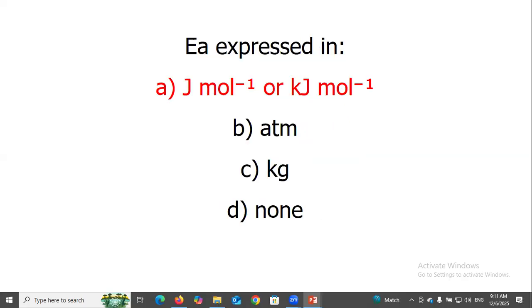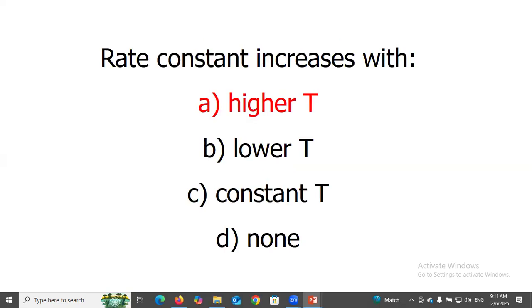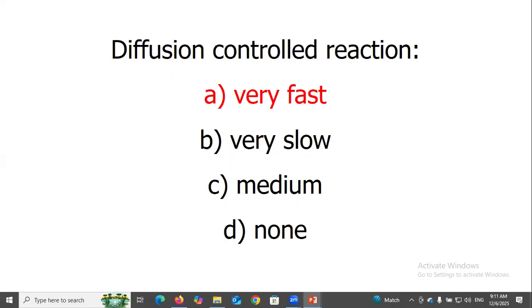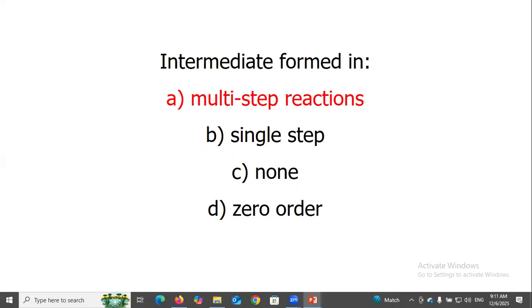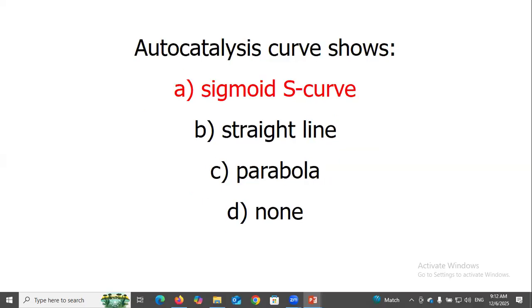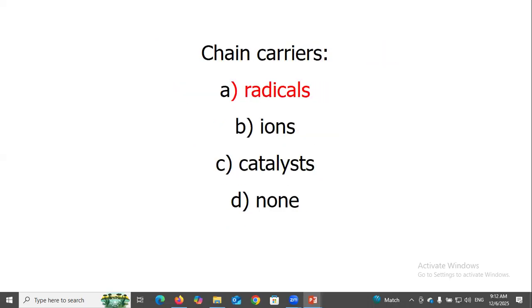Activation energy is expressed in joule per mole. Rate constant increases with higher temperature. Log K versus 1 over T has slope minus E over R. Diffusion controlled reaction is very fast. Intermediate is formed in multi-step reactions. Catalyst remains chemically unchanged, consumed, decomposed, none. Correct option A, chemically unchanged. Autocatalytic curve shows sigmoid S curve, straight line, parabola, none. Correct option A, sigmoid S curve.